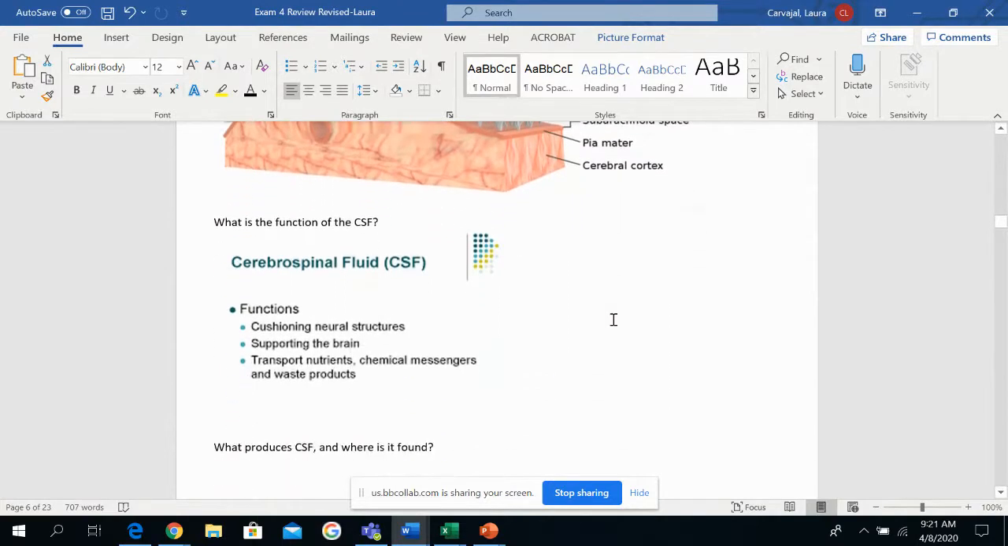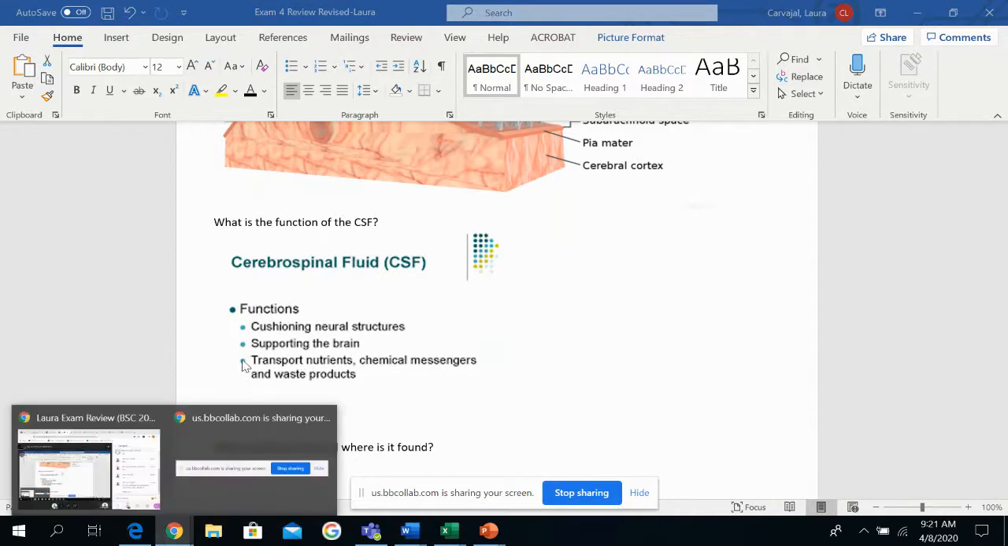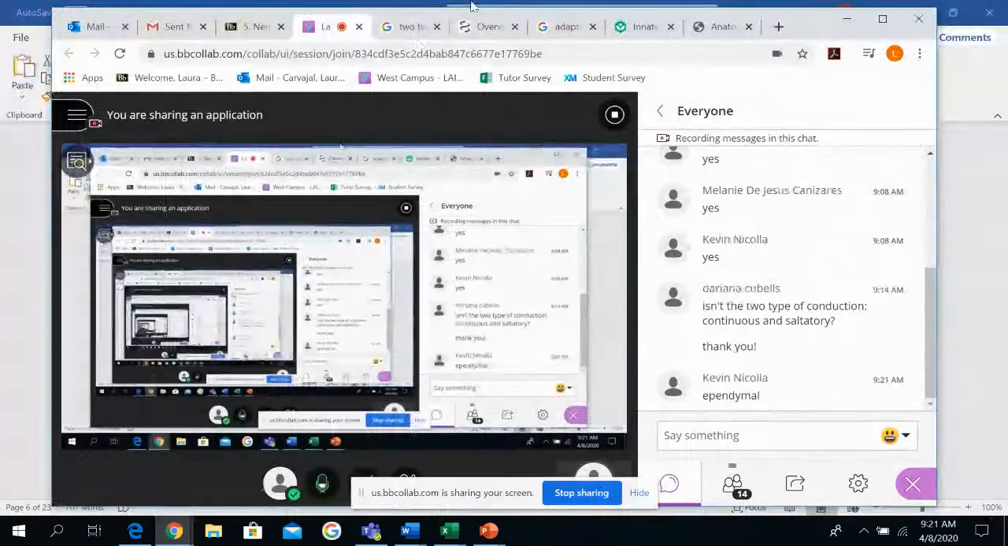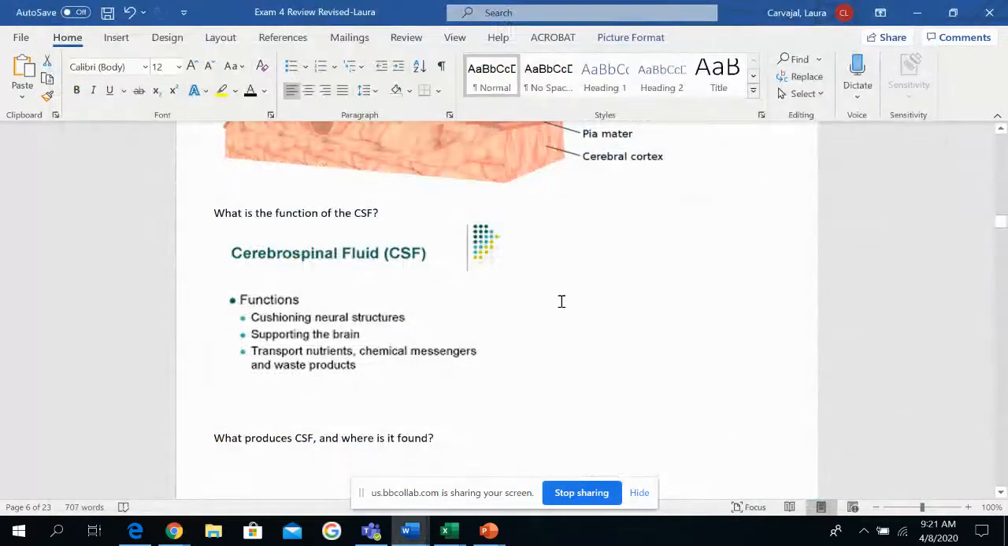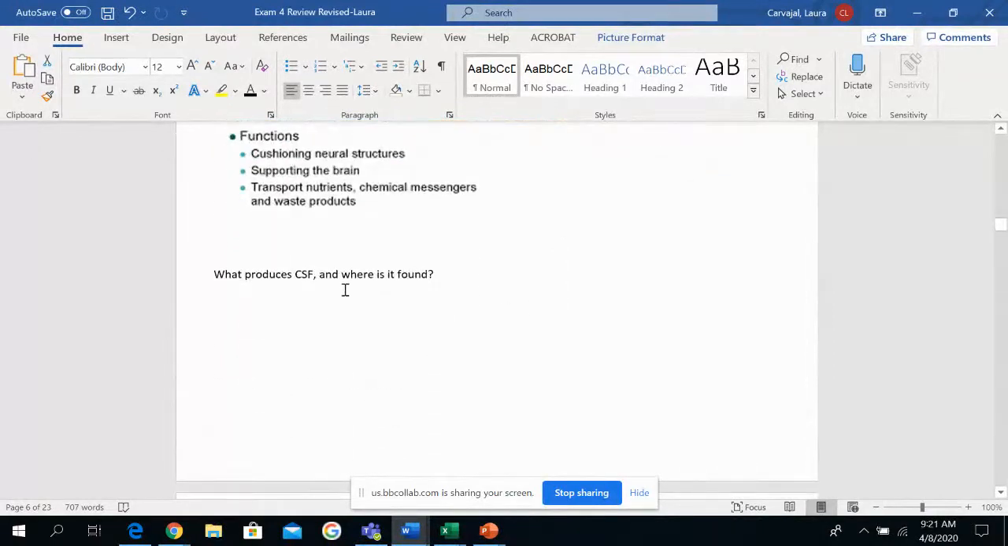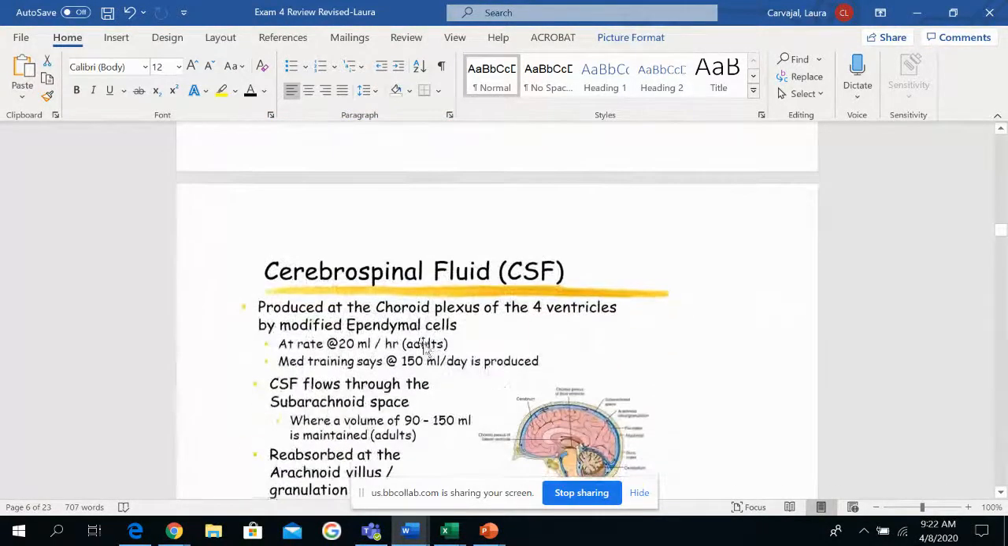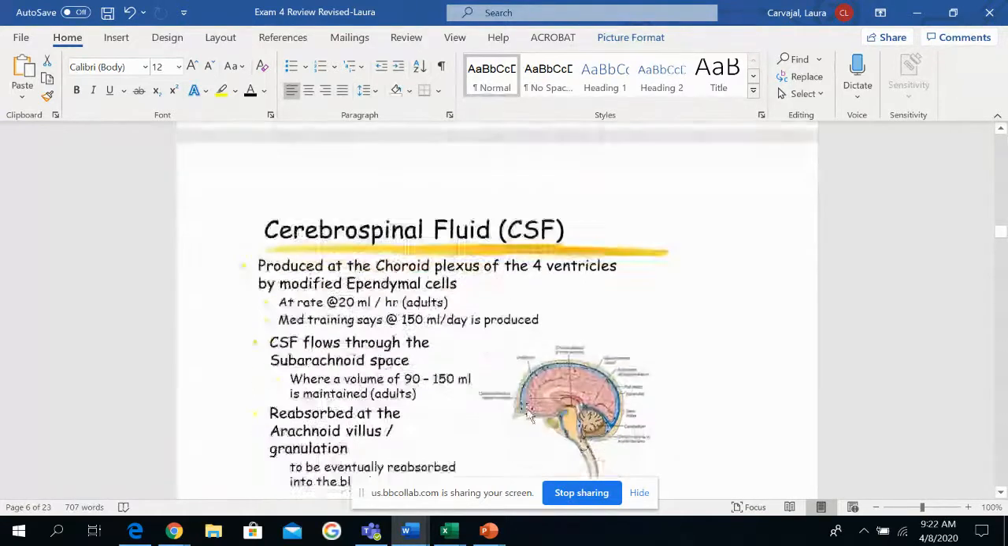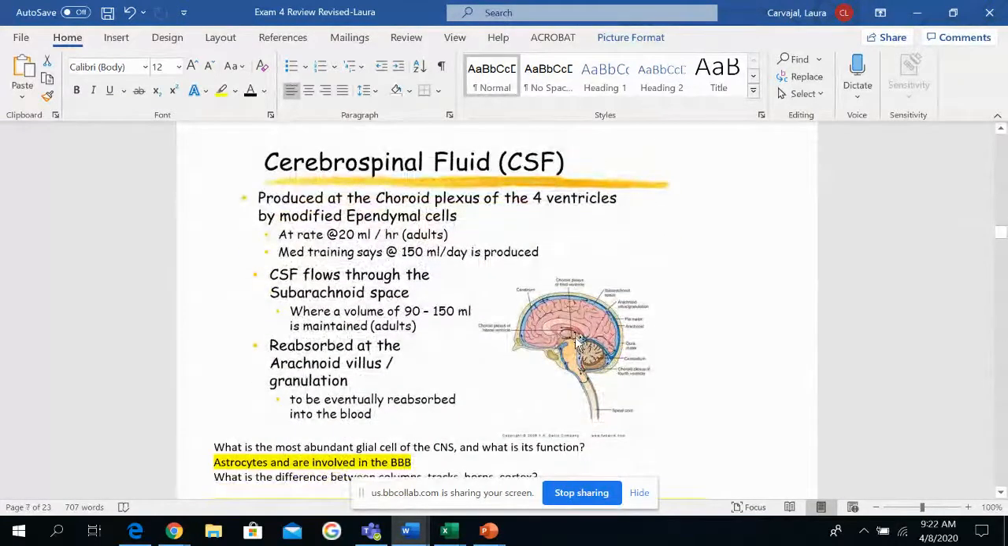by your ependymal cells. Let me look it up because I want to be able to. Ependymal, yes, exactly. I don't know if I'm saying it right though. Anyways, what produces CSF and where is it found? Your choroid plexus. Basically, which is lined with ependymal cells, and it's found in the four ventricles within your brain.